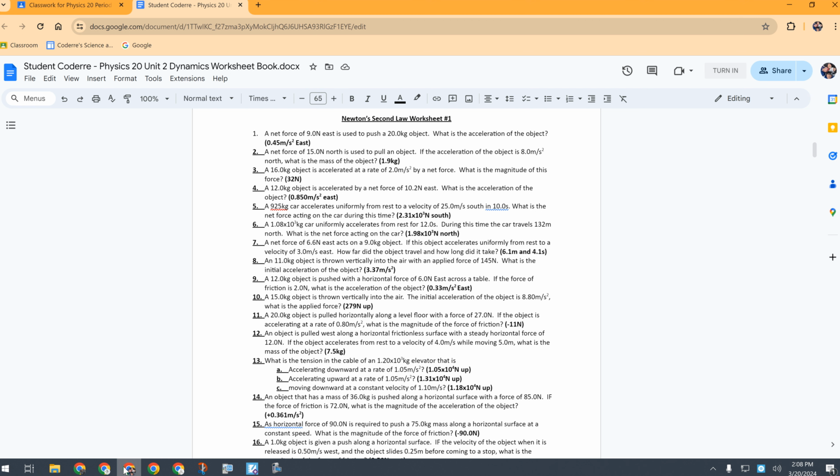Now, in some of these questions, you are going to have to use your acceleration formulas from last unit. If force is mass times acceleration, sometimes I might give you the kinematics information to get the acceleration first.